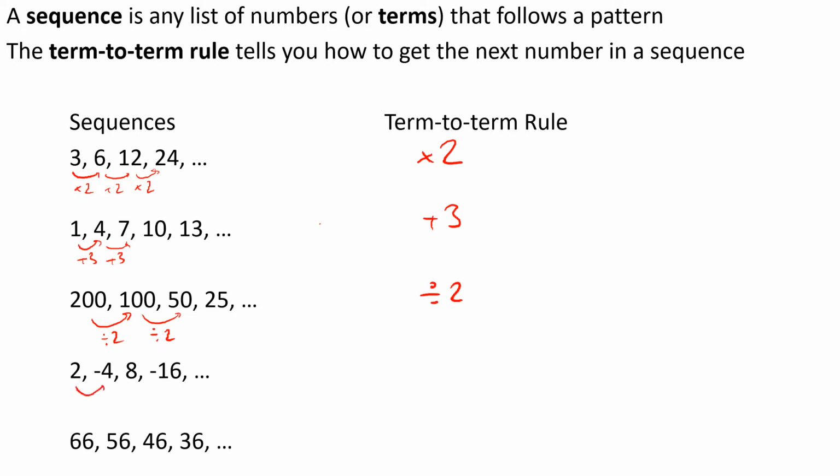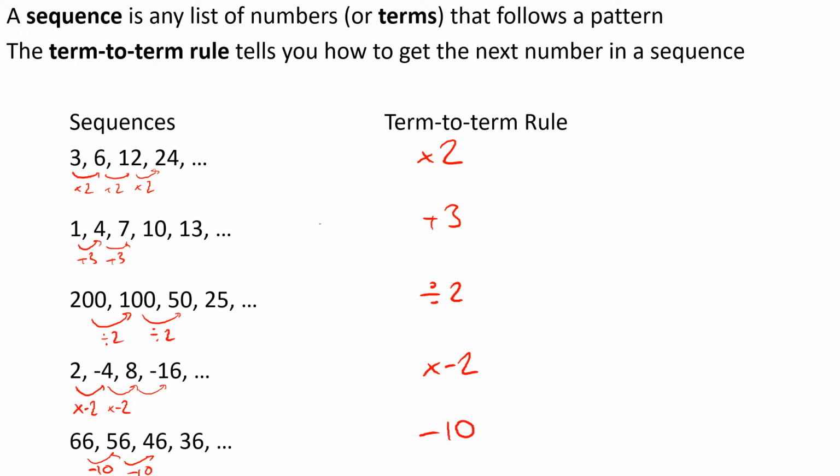What about the one after that? 2 to minus 4 to plus 8 to minus 16. We're not adding, we're not subtracting, we're not dividing, we're timesing by a negative, which is why the sign is flipping around, so that must be times by minus 2. And our very last one is decreasing by 10 each time, so our term-to-term rule is minus 10.